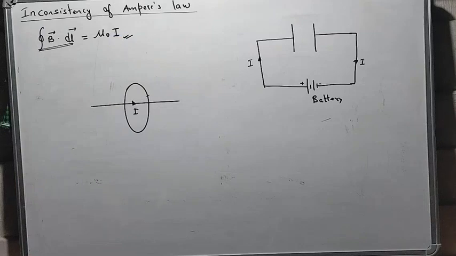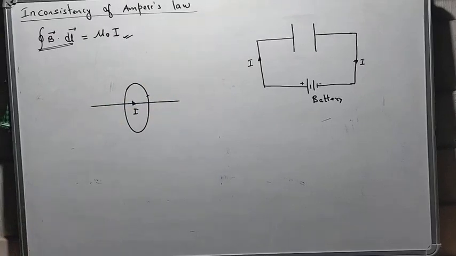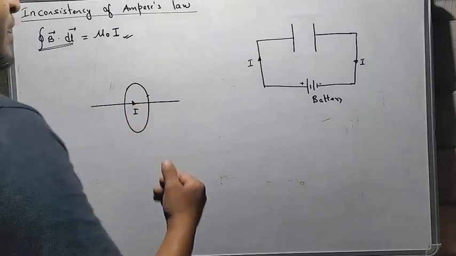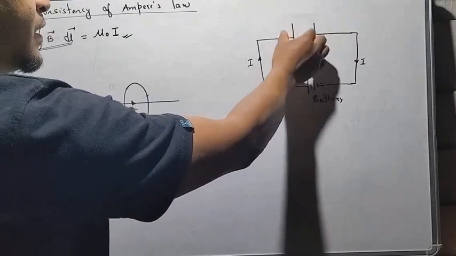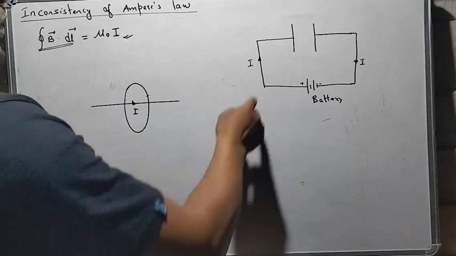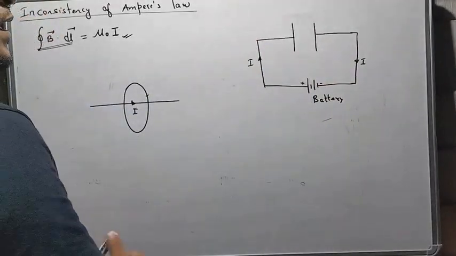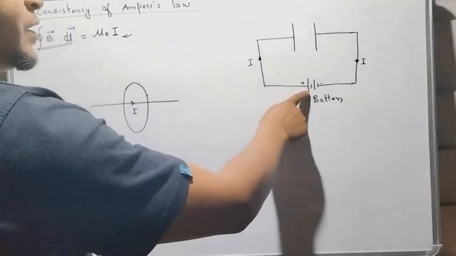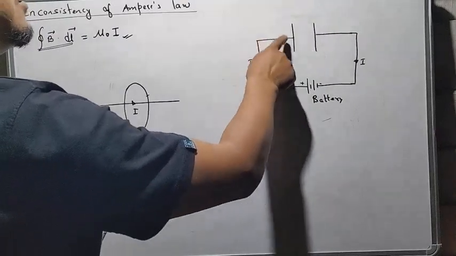Now, this Ampere's law is inconsistent when you introduce a capacitor in the circuit. So let us discuss that. Here we have a parallel plate capacitor connected to a battery. So these are the connecting wires. A current is produced by the battery and flows along this wire in this way.